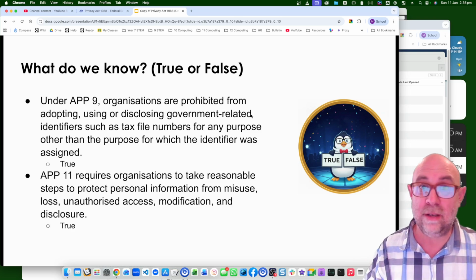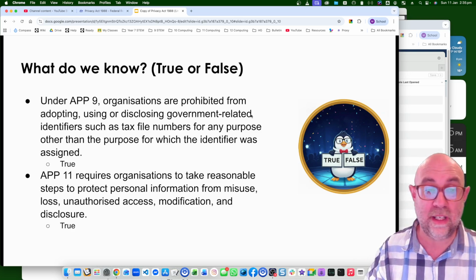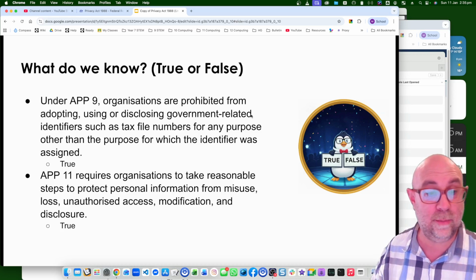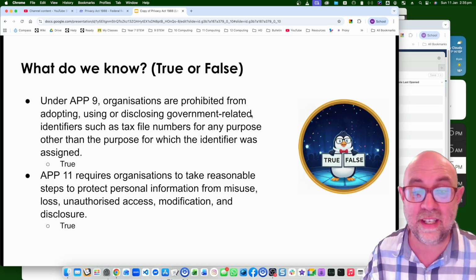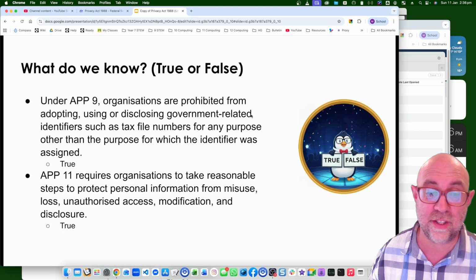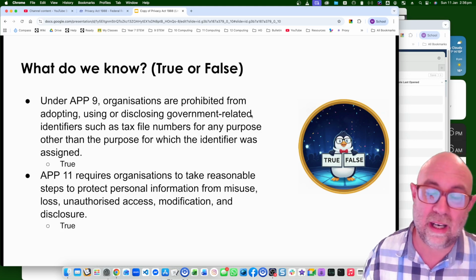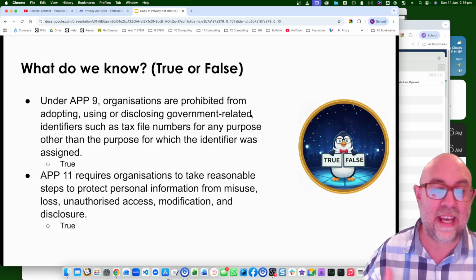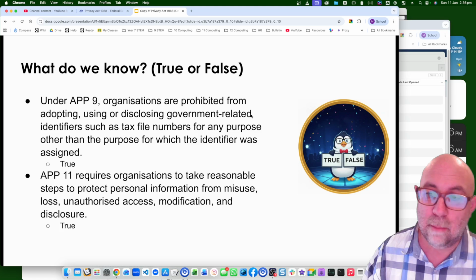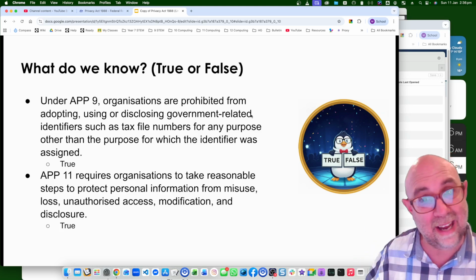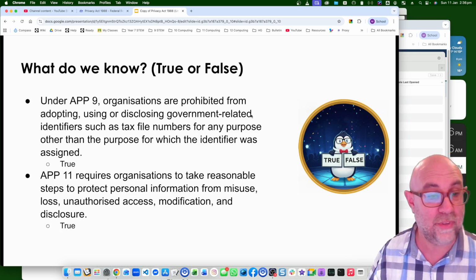Under APP 9, organisations are prohibited from adopting, using or disclosing government-related identifiers such as tax file numbers for any purpose other than the purpose for which the identifier was assigned. So you can collect it. Like for instance, if you're signing up for a HECS or a HELP debt, then they're going to need to know your tax file number. But you can't just say, I'm just going to use that as a student ID. You actually have to have a legitimate purpose for it.